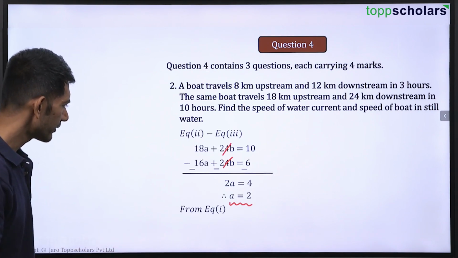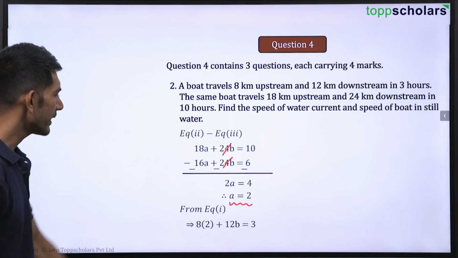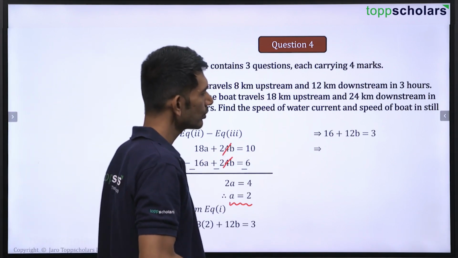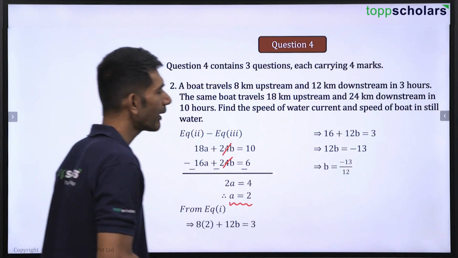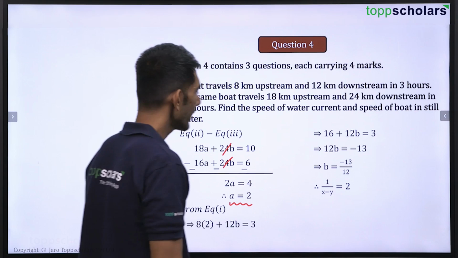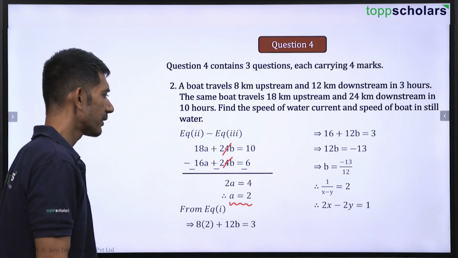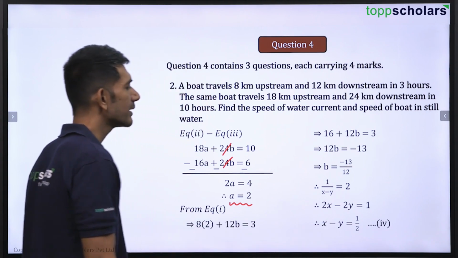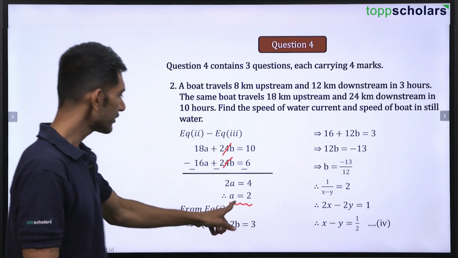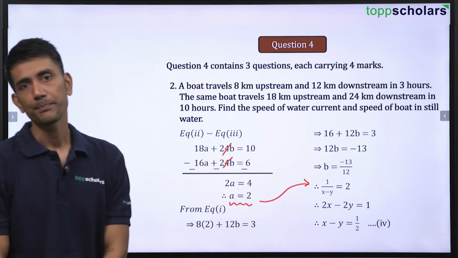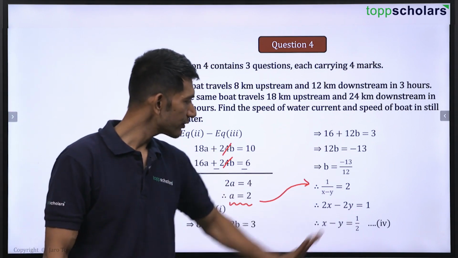And then solve it. So 8 into 2 plus 12b, 8 to the 16, 16 plus 12b is equal to 3. 16 goes on the other side, so b will be equal to minus 13 by 12. That is 1 by x minus y is equal to 2, so 2x minus 2y is equal to 1, and then x minus y will be nothing but 1 by 2. This is of a, if you remember. A is what? 1 by x minus y. So from here we get x minus y is equal to 1 by 2.